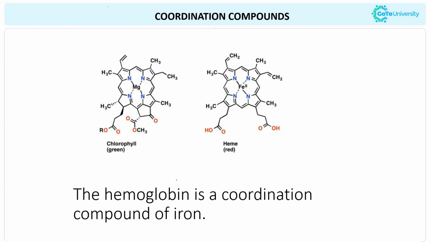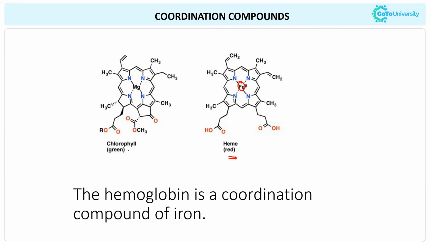Now, not only in the chemical field, we can see this kind of coordination complexes in the human body as well. So, hemoglobin is a coordination compound of iron. See here, this is the structure of hemoglobin. Here the central metal atom iron is surrounded by a cyclic ring, right? All these parts of the ring are called ligands. So, this is the heme group present in hemoglobin.